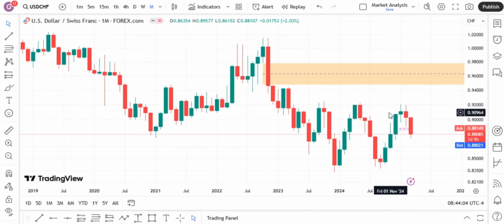What do we have? So for the monthly time frame, it was bearish last month. Obviously, USD is the first currency in the pair. That's the base currency. So if the dollar index is bearish, we obviously know that this will also be bearish.